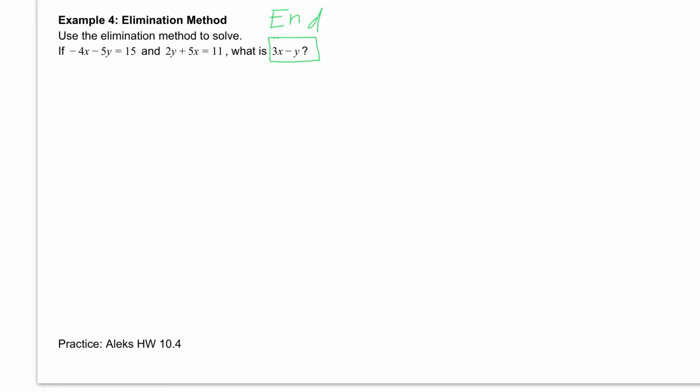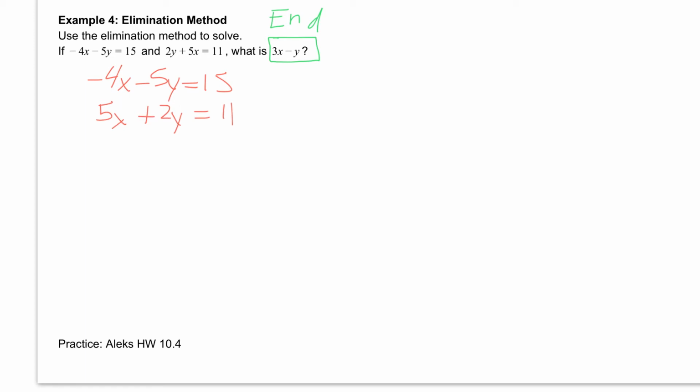Let's set up our system in a way we're used to looking at it. So I'm going to rewrite it. I have negative 4x minus 5y equal to 15, and that's the first equation. Then I'm going to write the second equation underneath it. But as I write that second equation, I want to make sure my x's and my y's and my constant all line up. So I'm going to rearrange the order of my 2y and my 5x. I'm going to put the 5x first, then my 2y equal to 11.